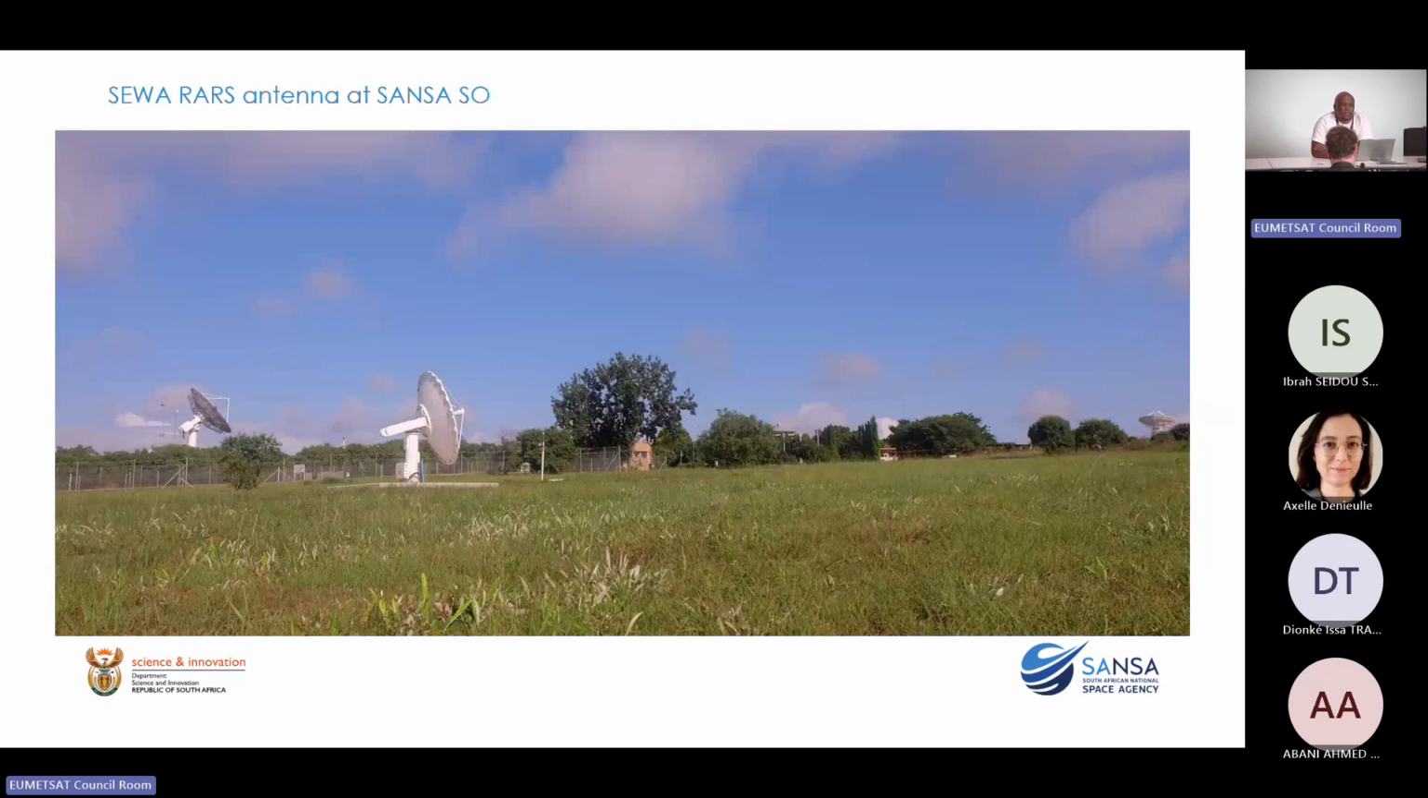So this is the SEWA antenna. I am the technician who is assigned to it. The hardware as it stands is operational. Everything works and is still being used currently.